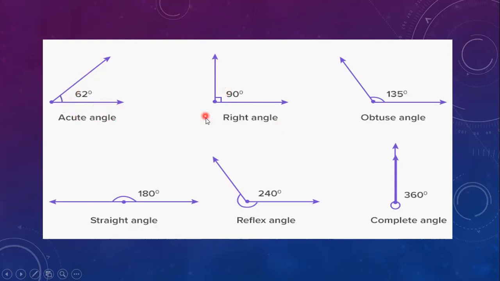Next you can see here exactly, it will be like an L shape. So you get exactly 90 degrees here. This is the example for a right angle. Next you see here an obtuse angle, which measures 135 degrees. This means an obtuse angle is greater than 90 degrees.